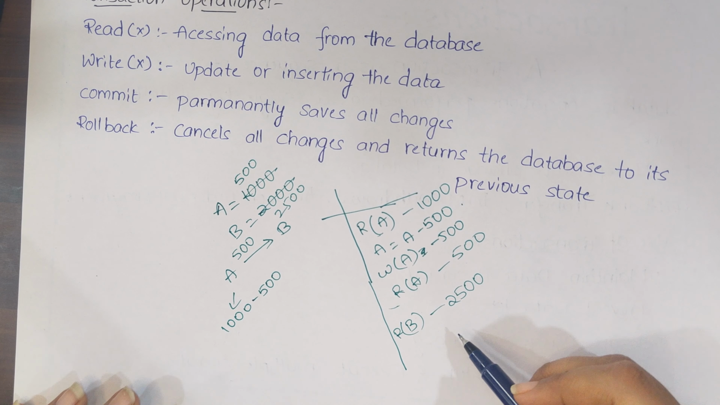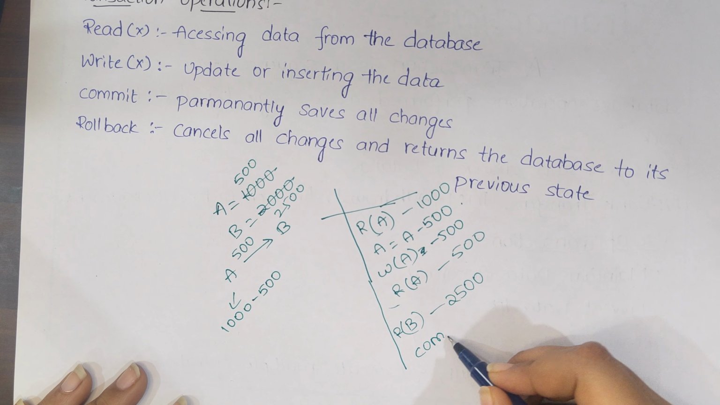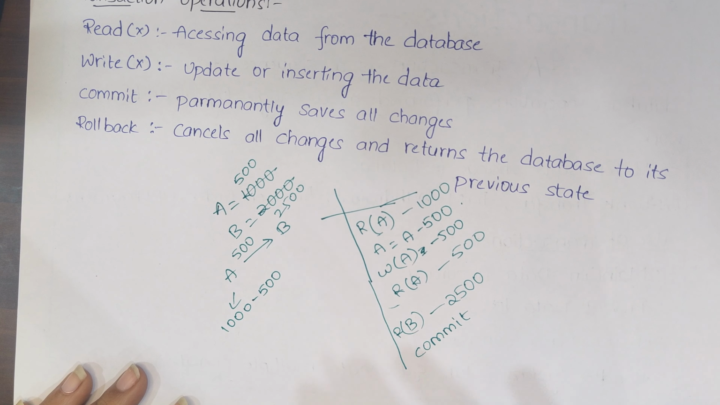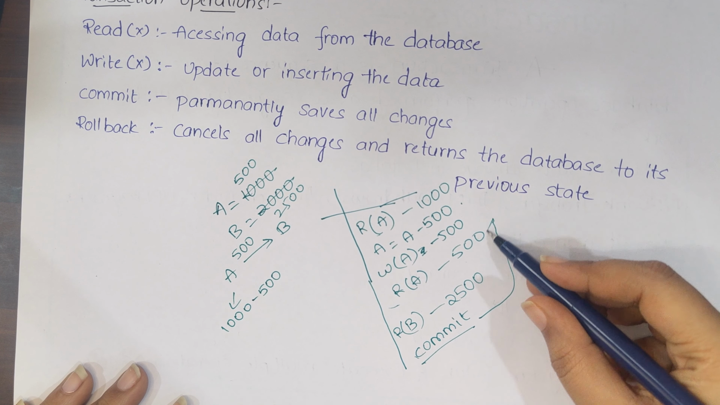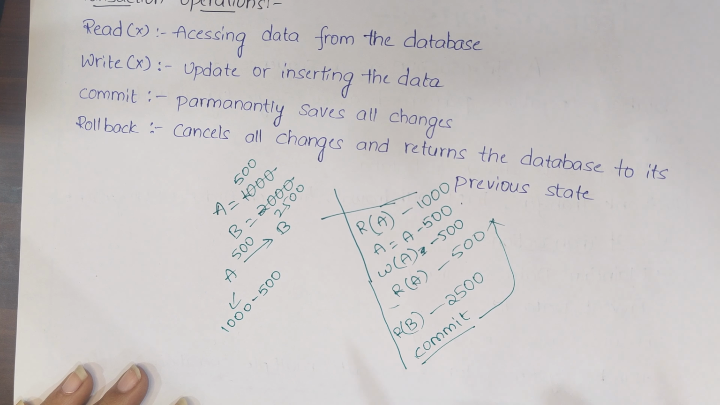After doing this, next we write commit. If the transaction was perfectly done, after writing the commit command, everything is permanently saved into the database. So there will be no objections or errors. Once the transaction is permanently saved, if they want to do it again or retrieve it back, that will not be possible.